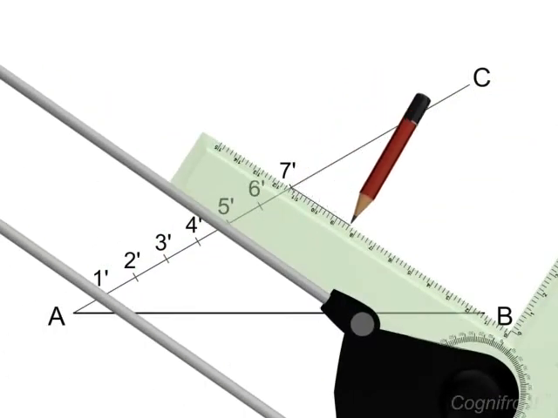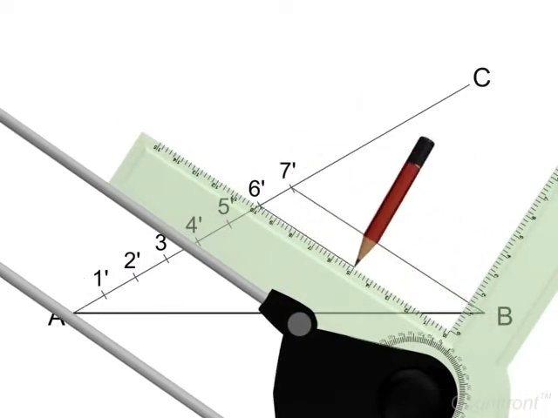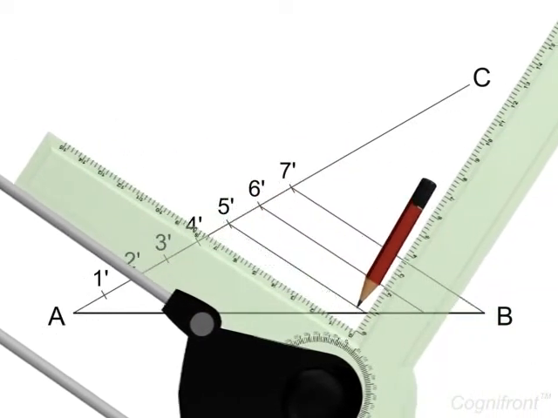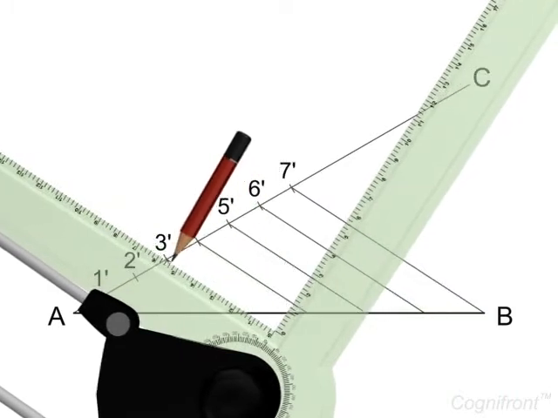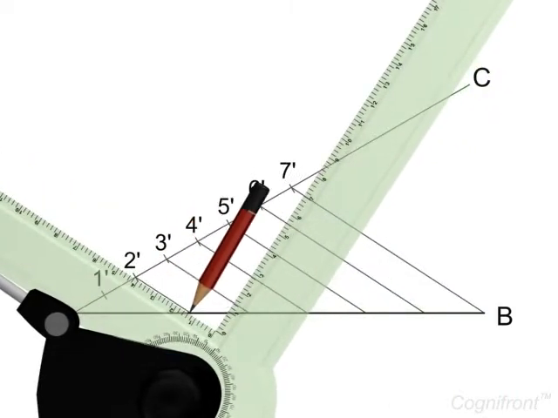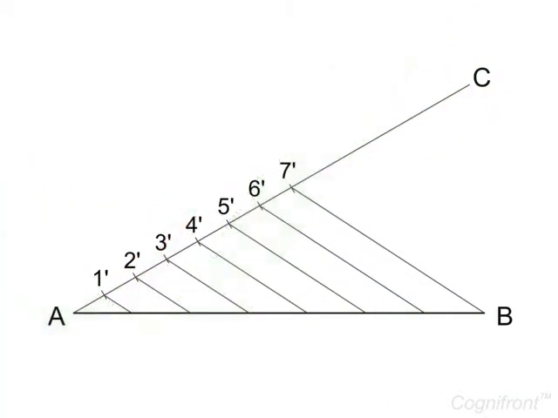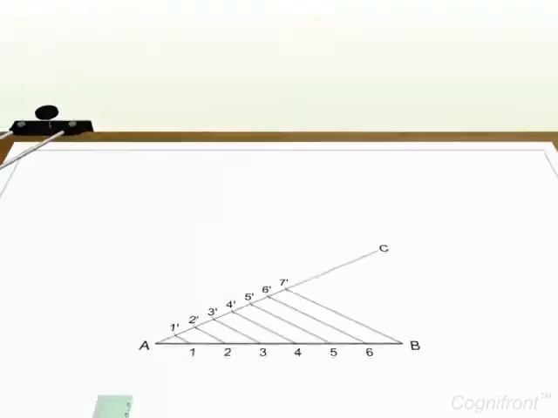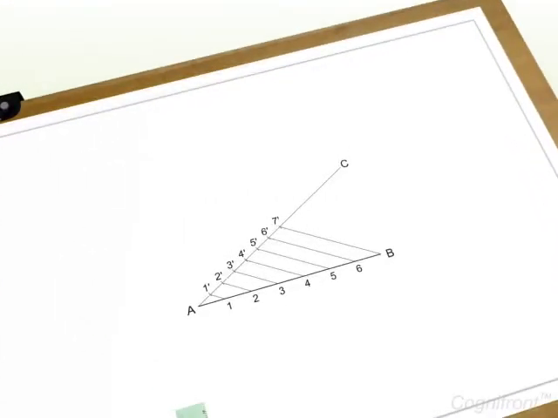Join point 7 dash with point B of the line AB and draw lines parallel to 7 dash B, cutting the line AB at 6, 5, 4, 3, 2 and 1 respectively. Now observe the line AB has been divided into 7 equal parts. It was easy, isn't it?